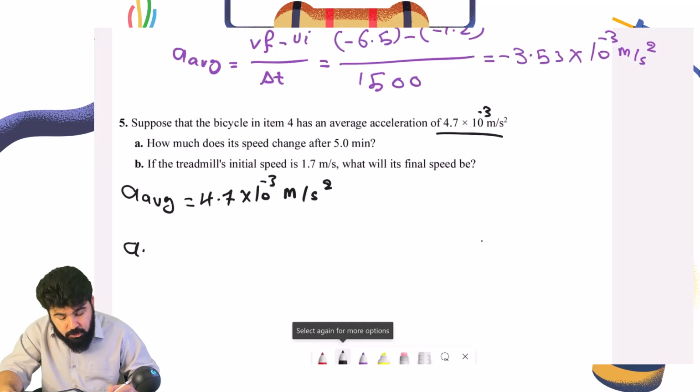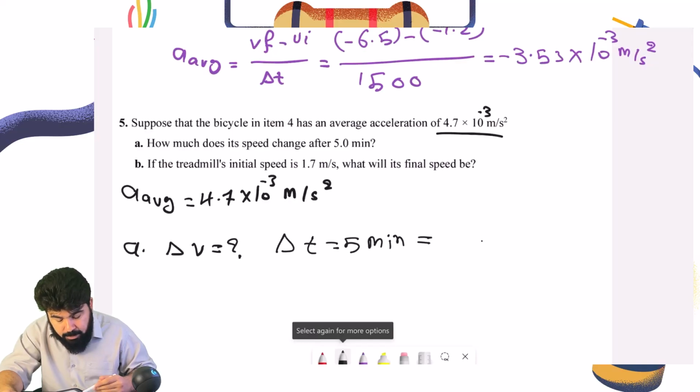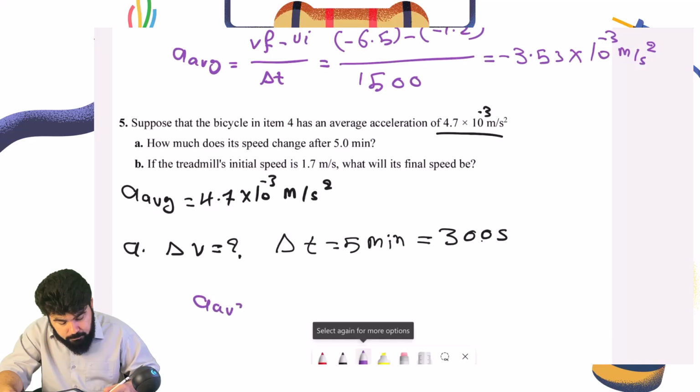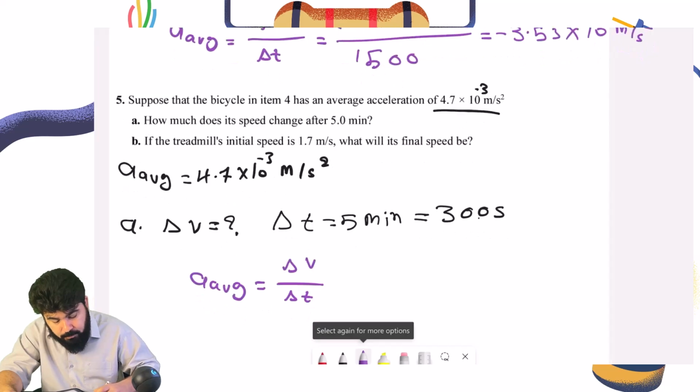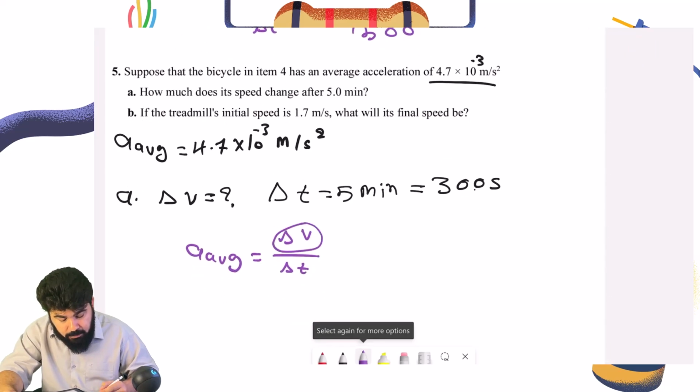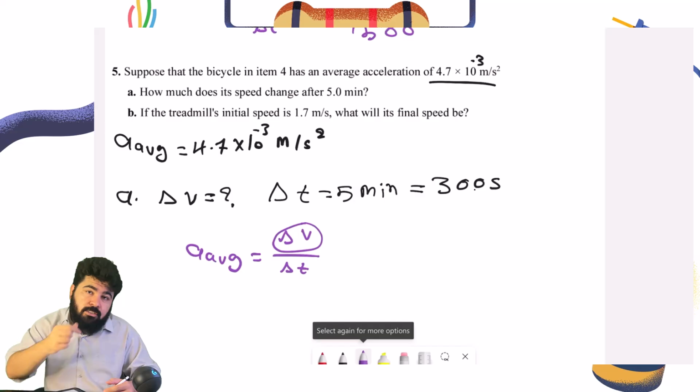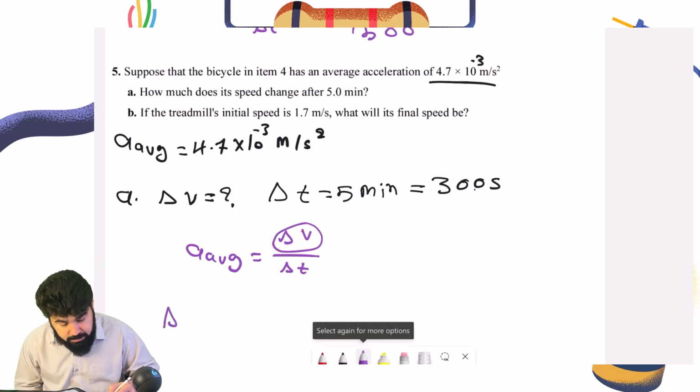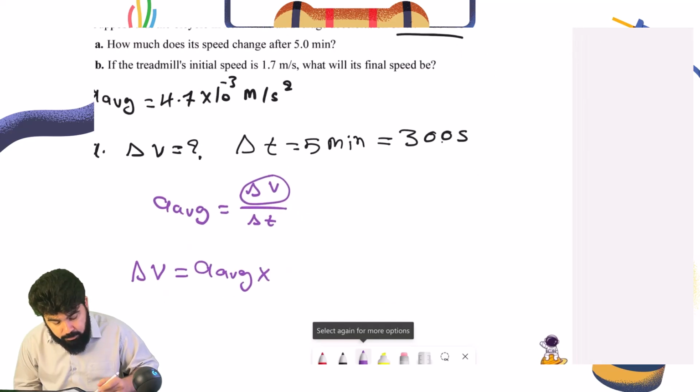A. How much does its speed change? So delta V is equal to what? After 5 minutes, if delta T is equal to 5 minutes, 5 multiplied by 60, we have 300 seconds. Now, average acceleration is equal to delta V divided by delta T. What do we need here? We need delta V, so multiply average acceleration by delta T.